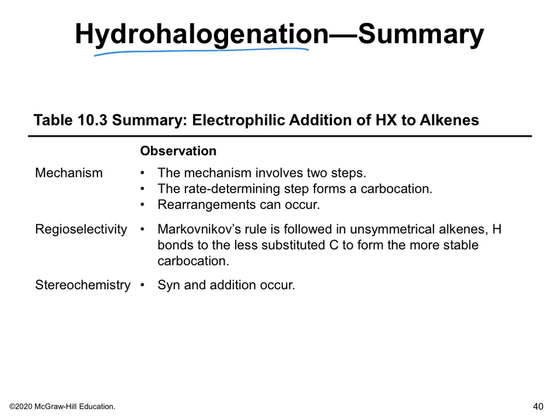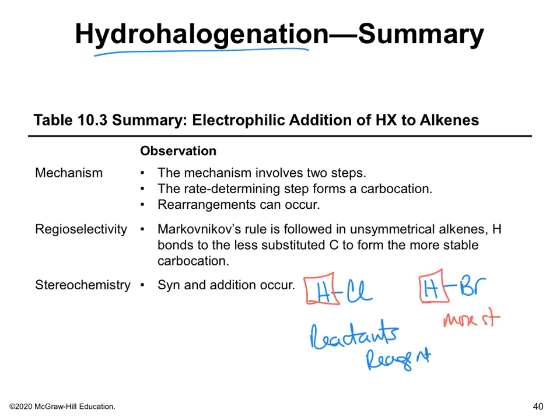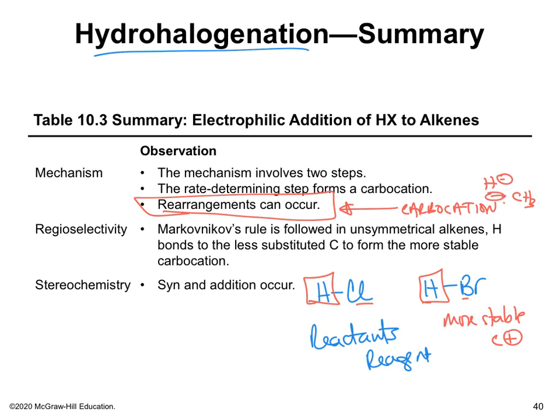So this mechanism is hydrohalogenation. You're looking at your reagents, HCl or HBr, and they're always going to add H first, okay? And you're going to get the more stable carbocation, and then your nucleophile will add. Rearrangements can occur, okay? Because anytime you're dealing with a carbocation, you can get hydride shifts and methyl shifts. Markovnikov's rule will follow. You'll always get the more stable carbocation. And you can get both syn and anti, so you don't even have to worry about that.